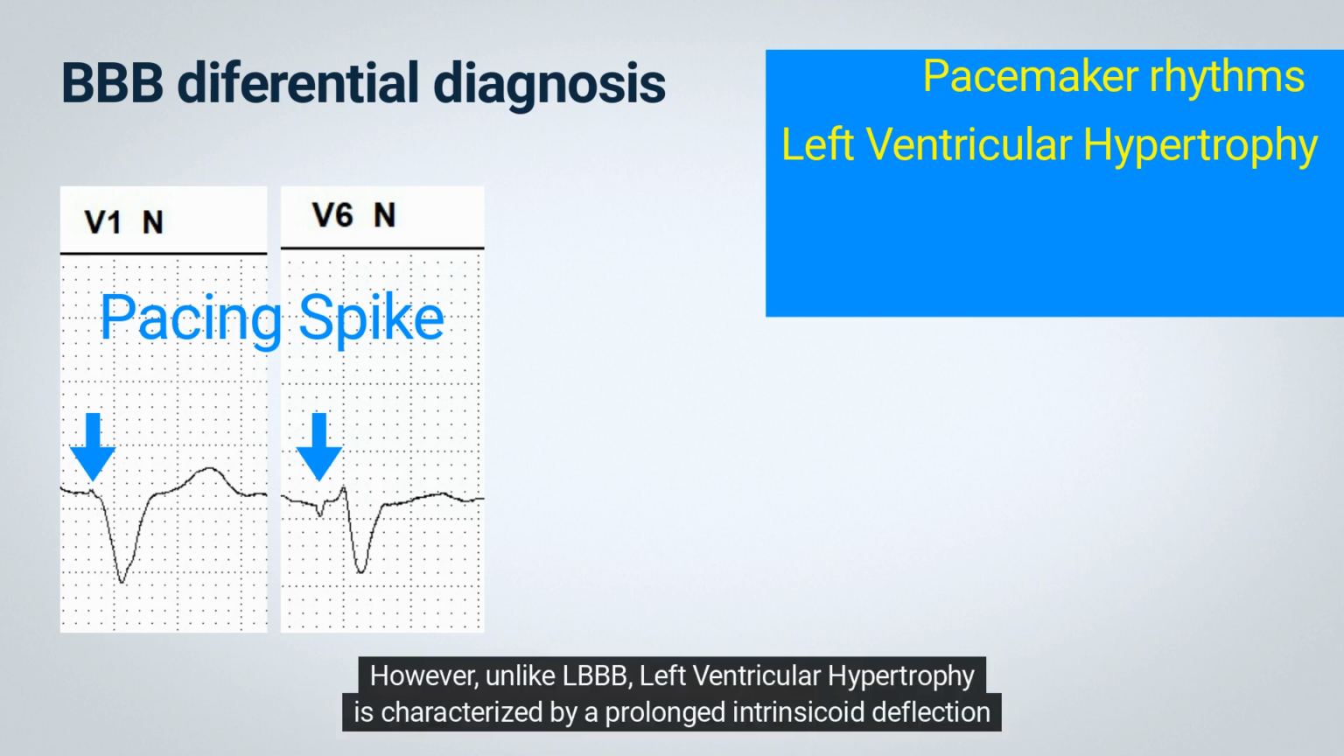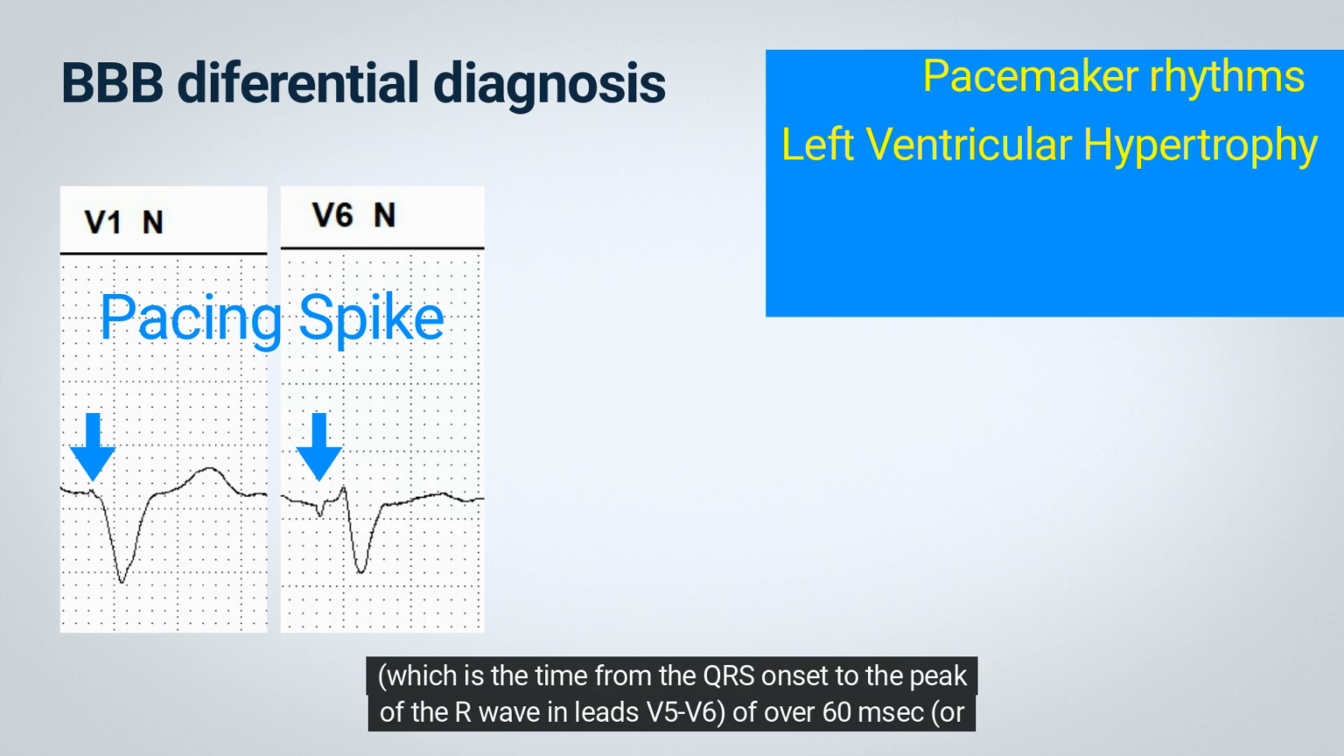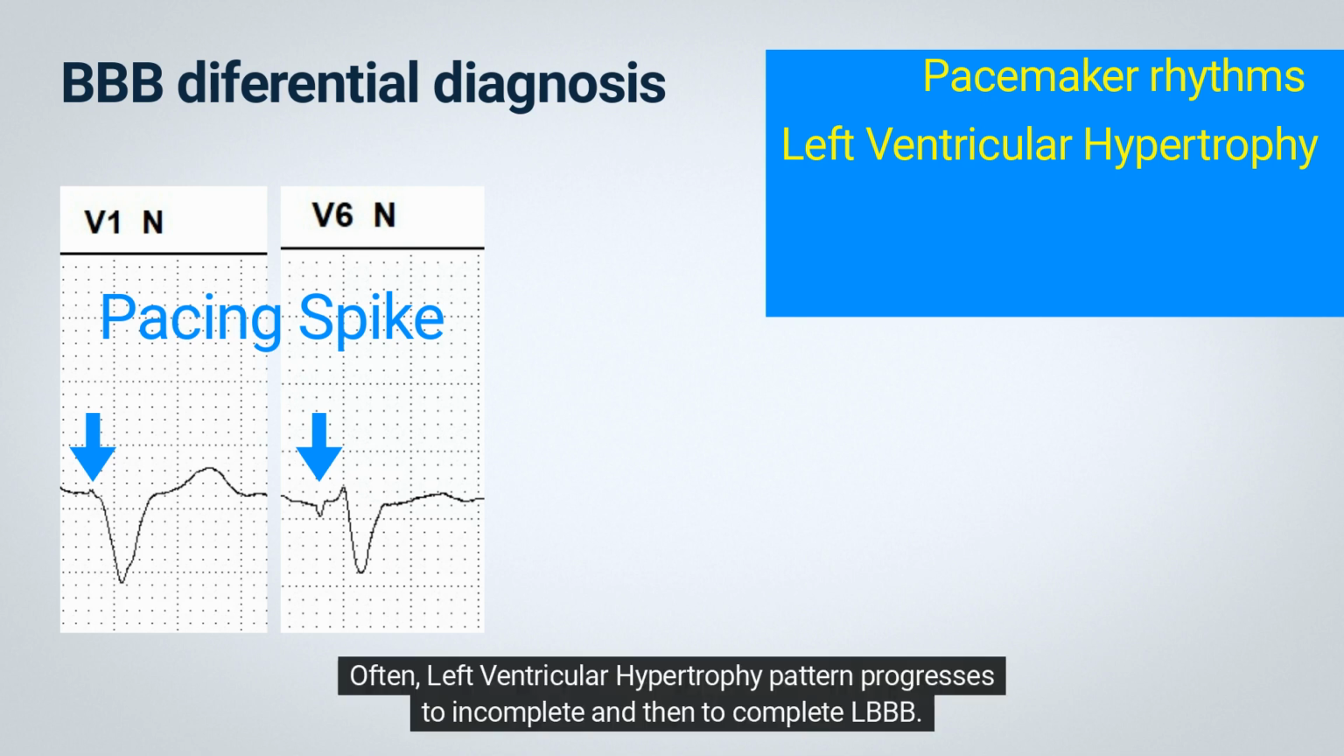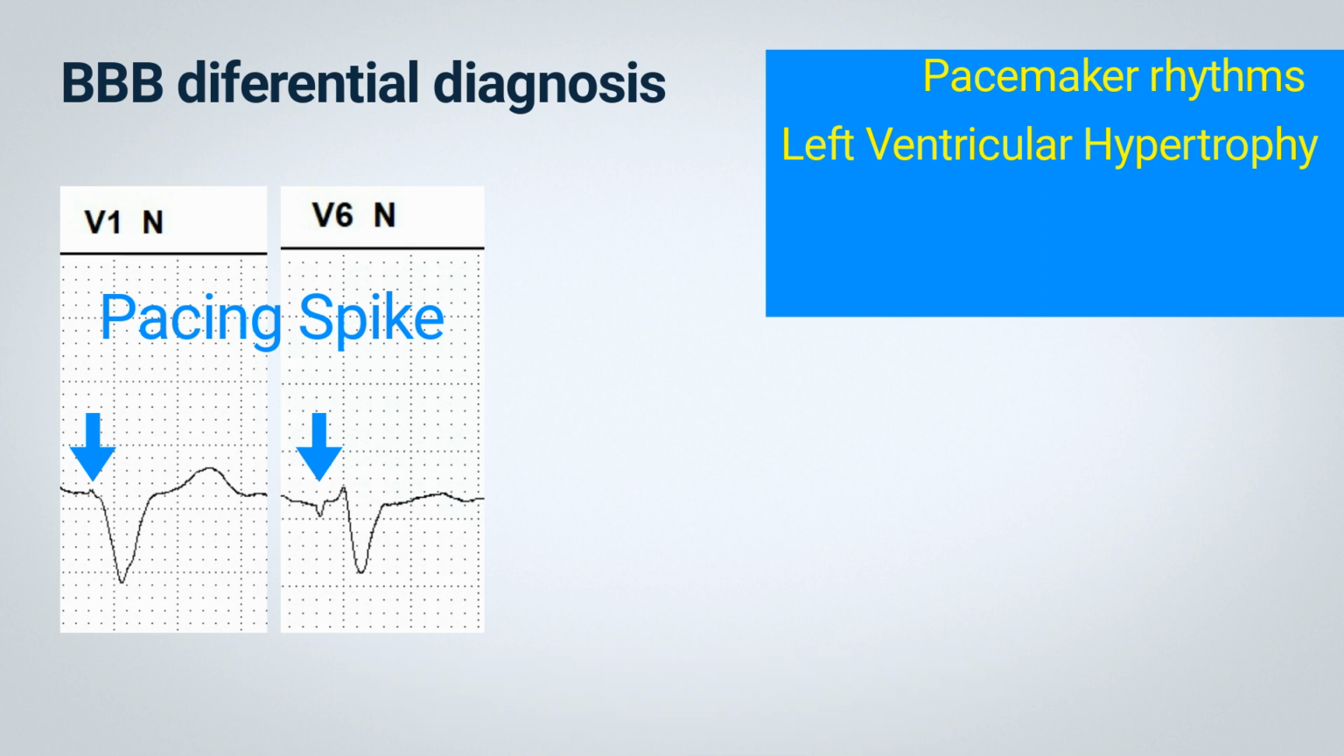However, unlike LBBB, left ventricular hypertrophy is characterized by a prolonged intrinsicoid deflection, which is the time from the QRS onset to the peak of the R wave in leads V5 V6 of over 60 msec, or 1.5 small boxes. Often, left ventricular hypertrophy pattern progresses to incomplete, and then to complete LBBB.